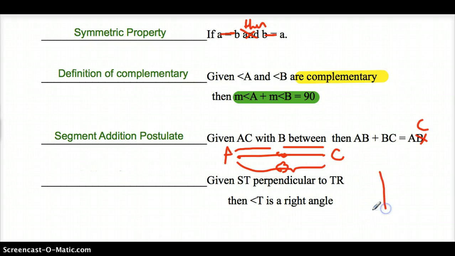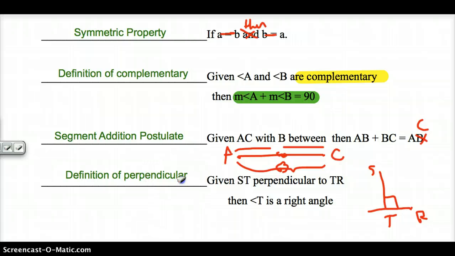ST is perpendicular to TR. So this is ST and this is TR. Then you have a right angle. That would be definition of perpendicular.